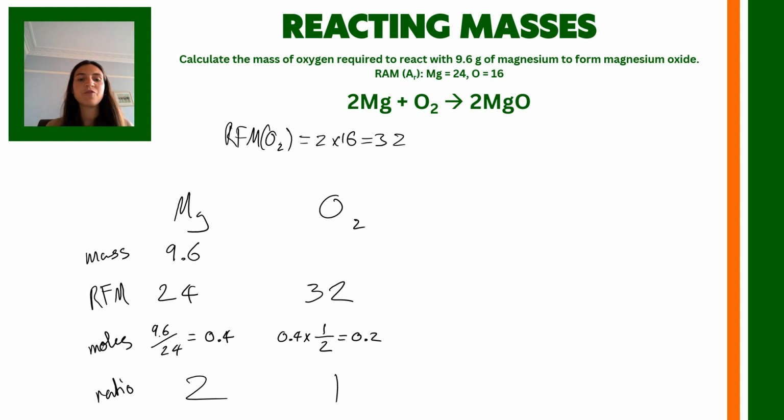Magnesium 0.4, oxygen 0.2. Now working backwards, I want my mass, and I've got my relative formula mass and my number of moles. So this time I need to multiply those two numbers together to get the mass of oxygen being 6.4 grams.